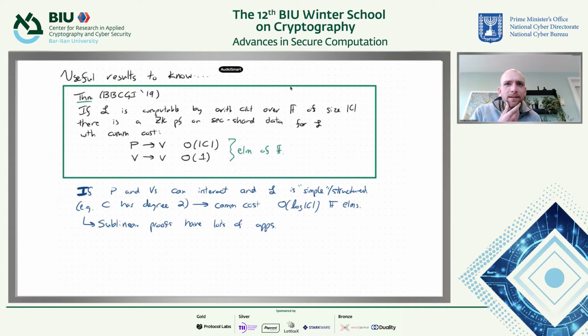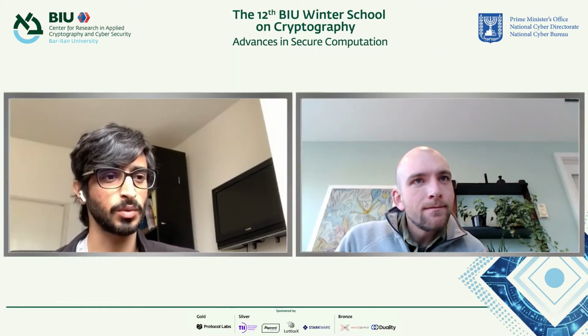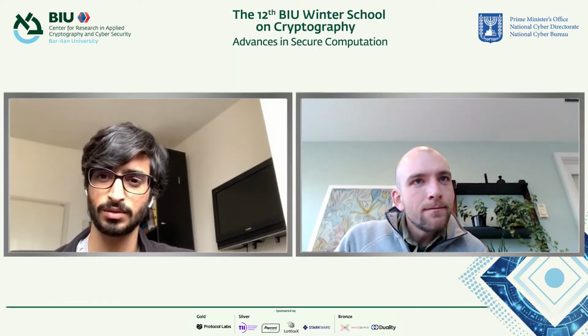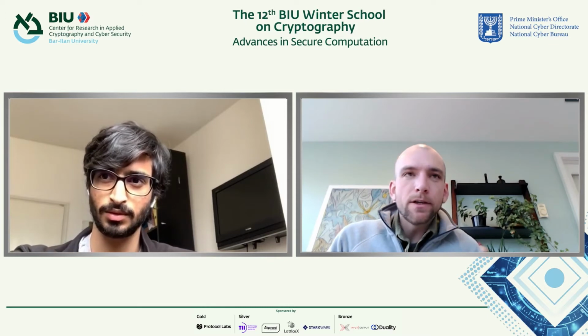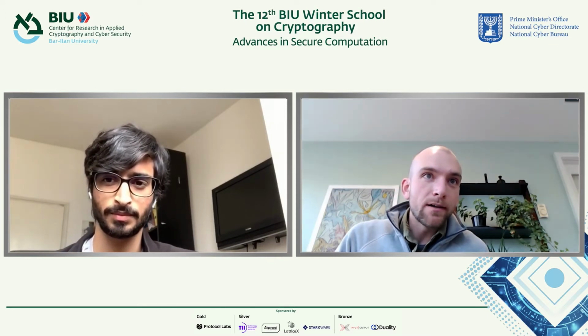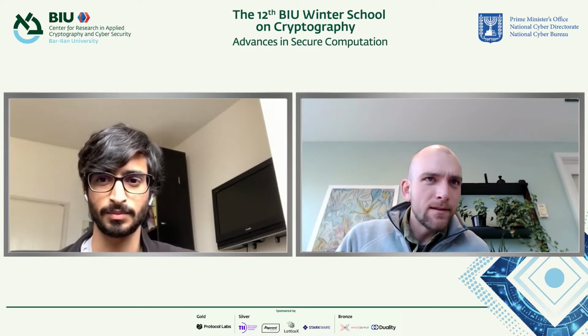Any other ones in the queue? How does this compare with ZK for NP languages, where you have just one prover and one verifier?